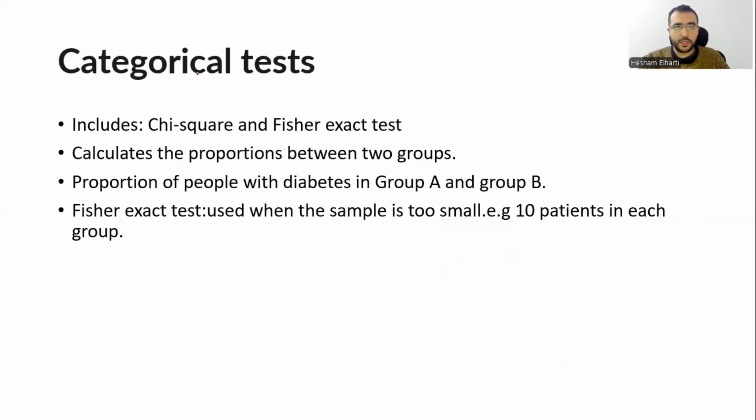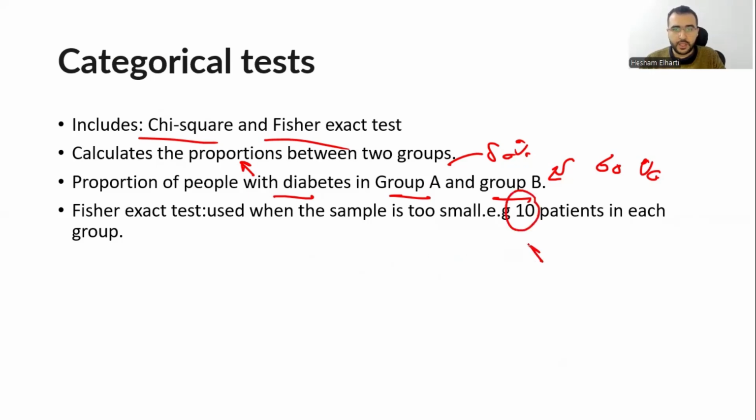Okay, the categorical tests include chi-square and Fisher exact test. It calculates proportions between groups. So the proportion of people with diabetes in group A and group B, such as group A is 50% and group B is 60%. Okay, and Fisher exact test is similar to chi-square, but we use it with fewer numbers, like 10 patients.